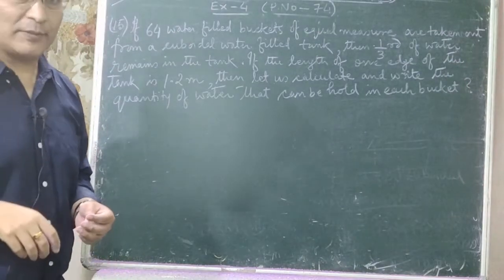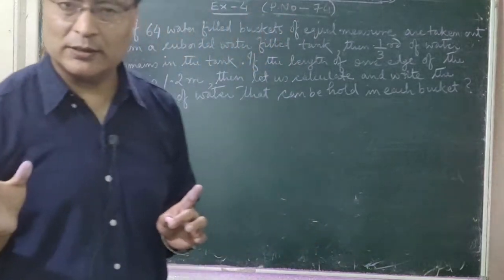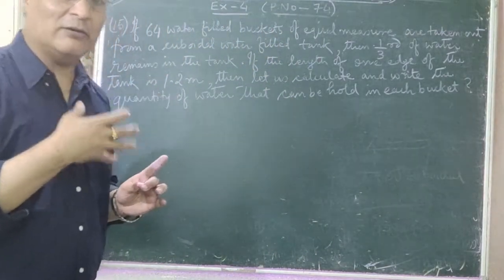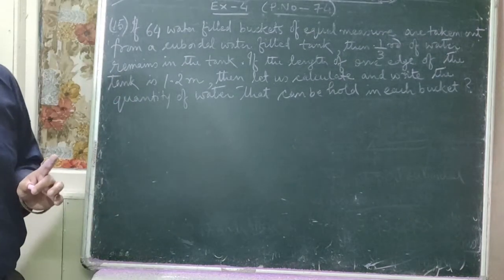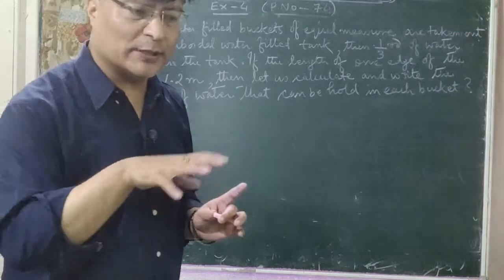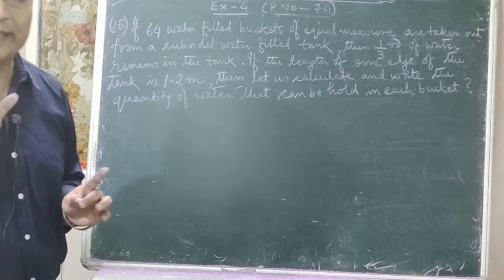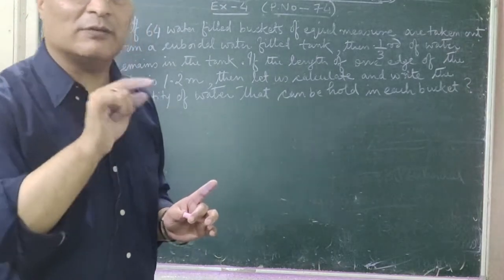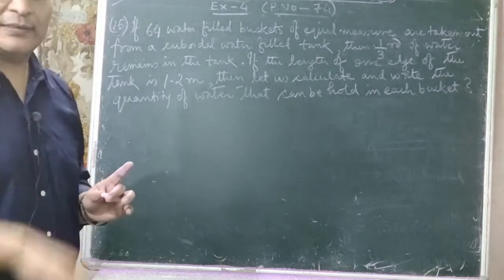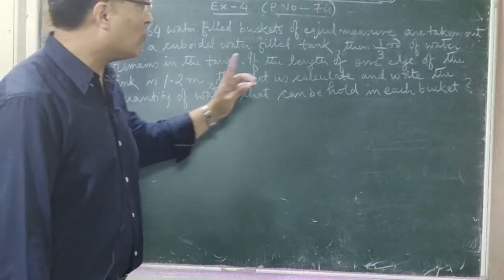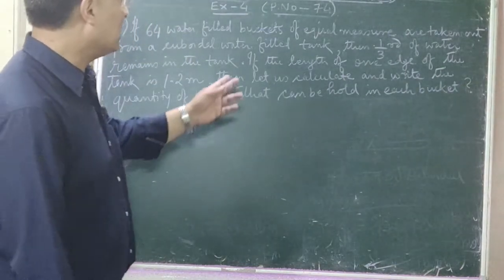There is a tank, and it is filled with water. 64 buckets filled with water have been taken out from that tank. Is that clear now? After taking that out, 1/3 of water remained in the tank. Is that clear? 1/3 of water remained in that tank. So now what is given here?